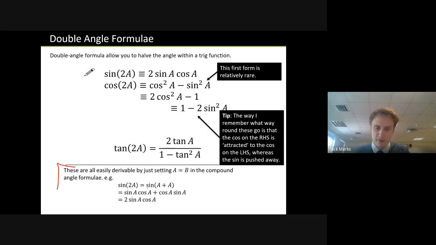If you remember the sine addition rule, which was sine of A plus B equals sine A cos B plus sine B cos A, or you could write that the other way around. That's just the way I always write it. If we set A and B equal to each other, so if we say A equals B, that will give us sine of 2A, won't it?